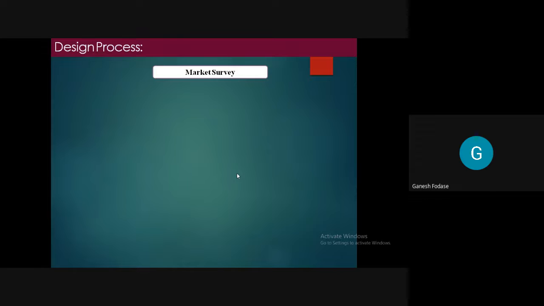The design process starts with a market survey. Then define the specification of the product. Once we are done with the market survey, at the end of it we are going to define the specification of the product. This is part of the process. We need to follow this process for every design.